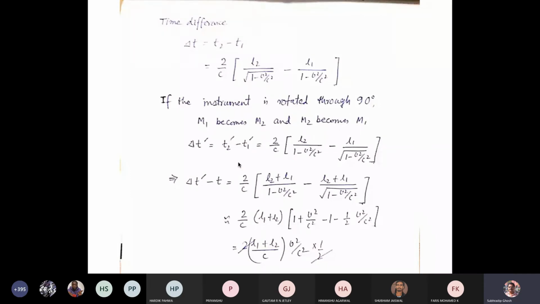Of course, the arm length can be one of the things, but here, why did we do this 90-degree rotation? Suppose I didn't rotate it through 90 degrees, okay? Still there is a phase difference. Are you getting my point? Yes, sir. If V was 0, still you would have 2 by C into (L2 minus L1). So this path difference is coming completely from the difference in the length of the two arms. If L1 equals L2 in this case, delta T would have been 0. Right? You agree with me? Yes, sir.